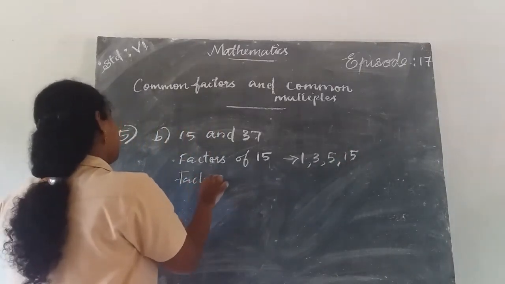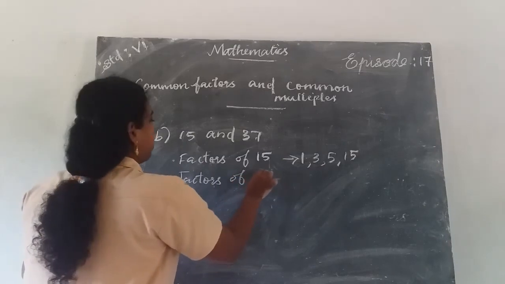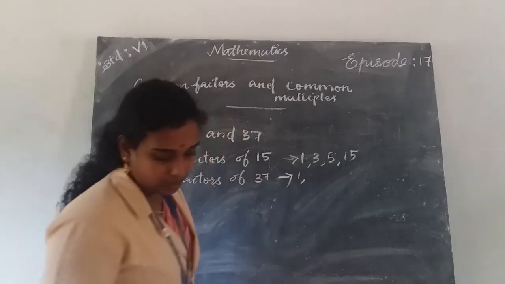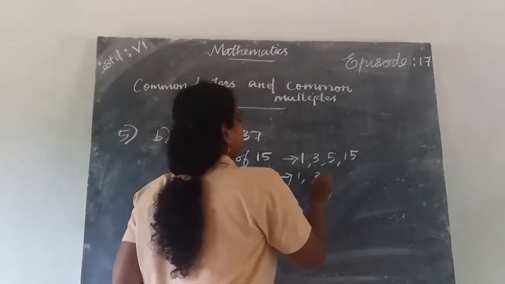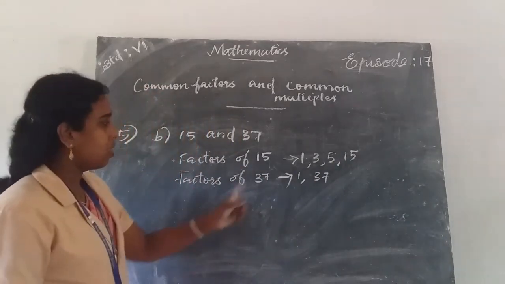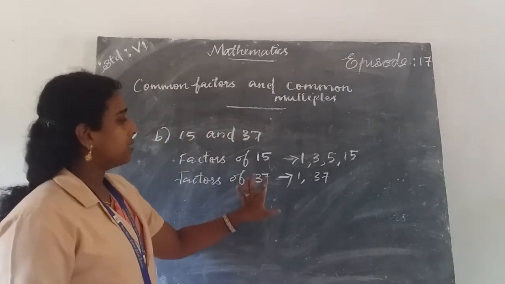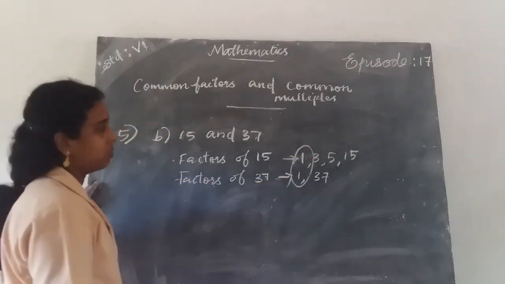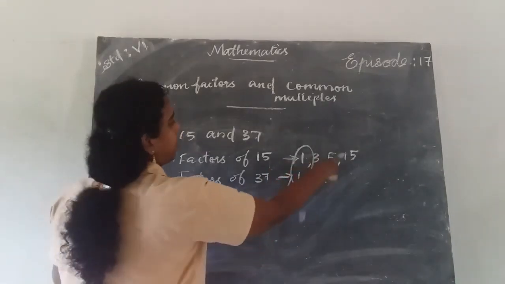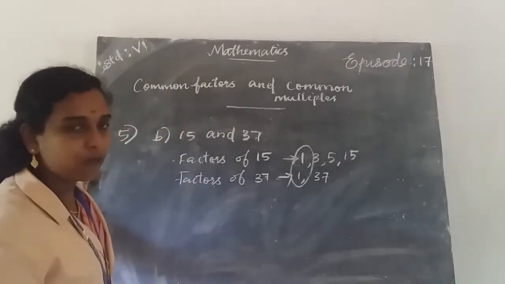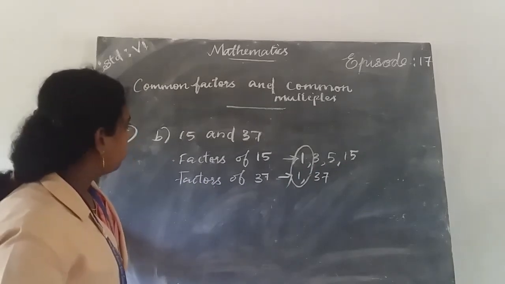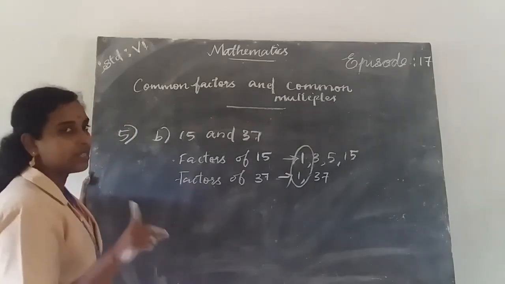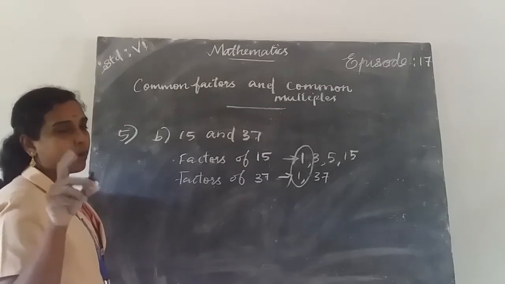And the next number is 37. Factors of 37, 1 and 37. 37 is a prime number because 37 has only two factors, 1 and the number itself. So we can say that 37 is a prime number. Okay. Here we can see that 1 is the only common factor. 37 is not a common factor. 3, 5 and 15 are also not common factors. So for 15 and 37, 1 is the only common factor. Then we can say that 15 and 37 are co-prime numbers.